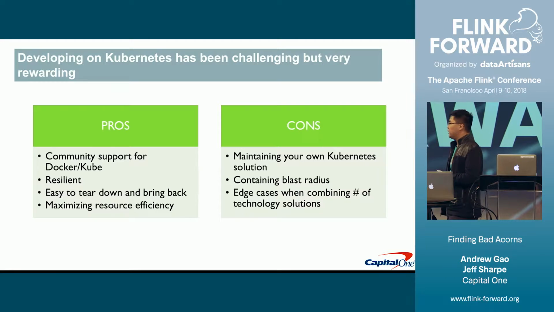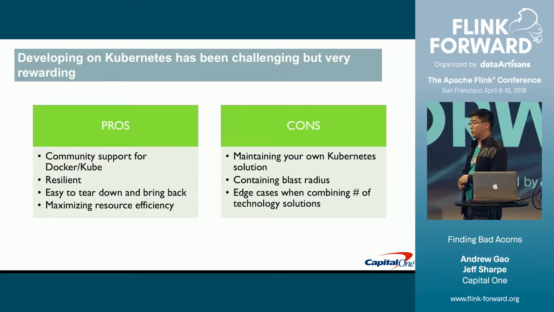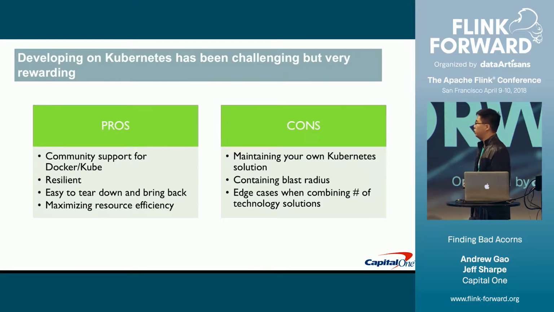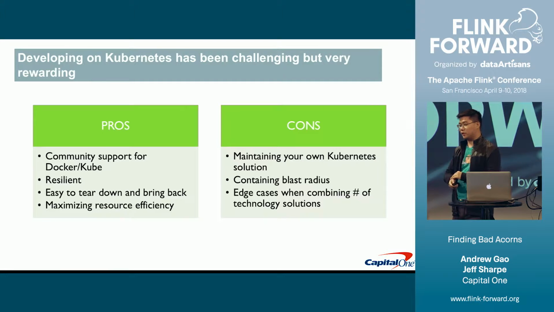So developing on Kubernetes with all this technology has been a real challenge, but very rewarding. So I'm just going to do a quick glance at the pros and cons. The pros, the community's support for Docker and Kubernetes is really amazing. I think a lot of people are trying to do Kubernetes right now, so a lot of the issues you'll find are, if not solved, at least well documented.